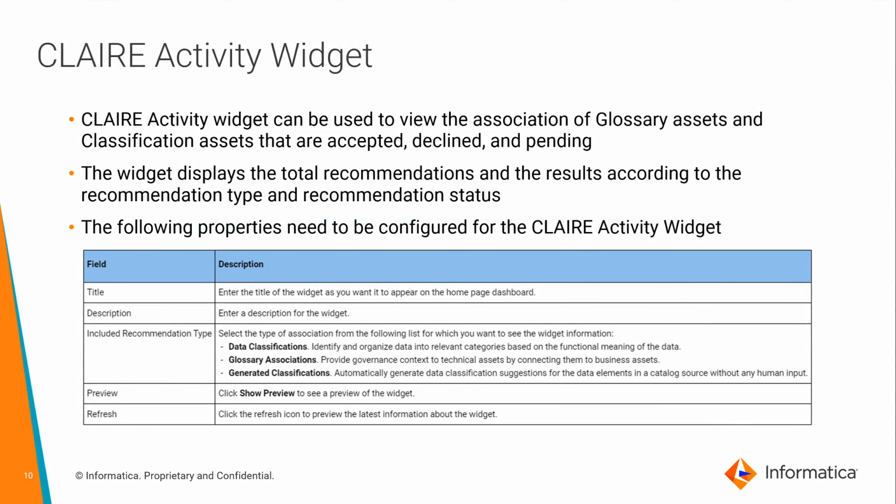Last but not the least, we are going to look at the Claire Activity Widget. The Claire Activity Widget can be used to view the association of glossary assets and classification assets that are accepted, declined, and pending in status. The widget displays the total recommendations and the results according to the recommendation type and the recommendation status. Below are the properties that need to be configured while creating the Claire Activity Widget.